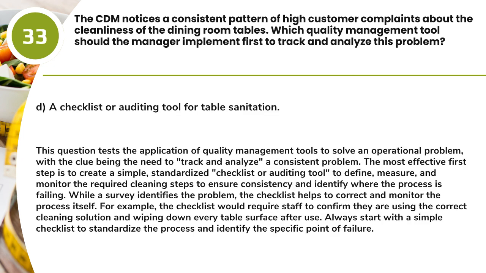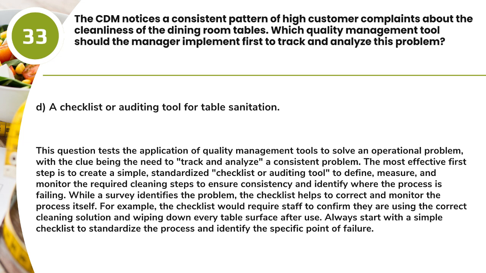Answer D. A checklist or auditing tool for table sanitation. This question tests the application of quality management tools to solve an operational problem, with the clue being the need to track and analyze a consistent problem. The most effective first step is to create a simple, standardized checklist or auditing tool to define, measure, and monitor the required cleaning steps to ensure consistency and identify where the process is failing.